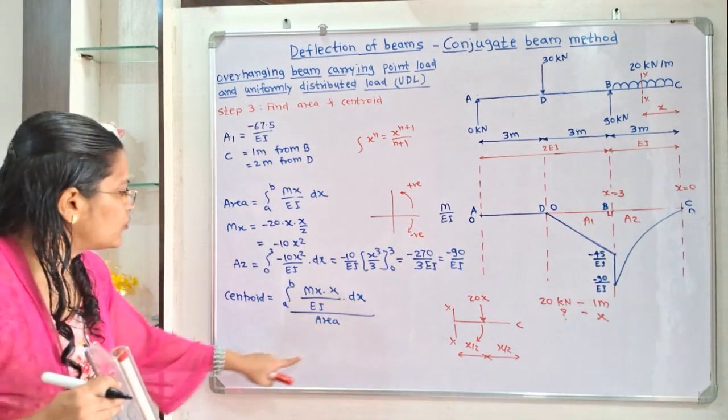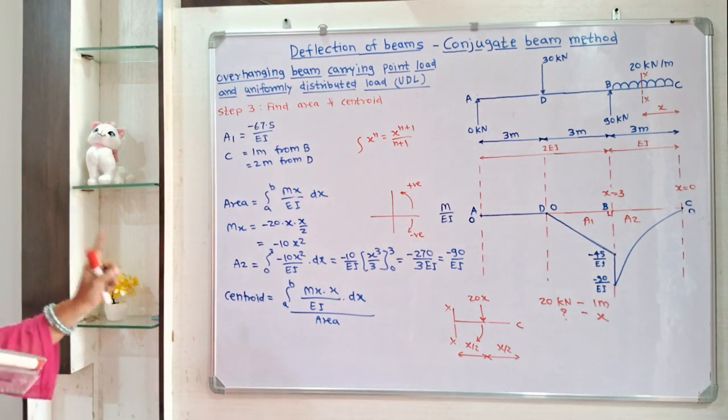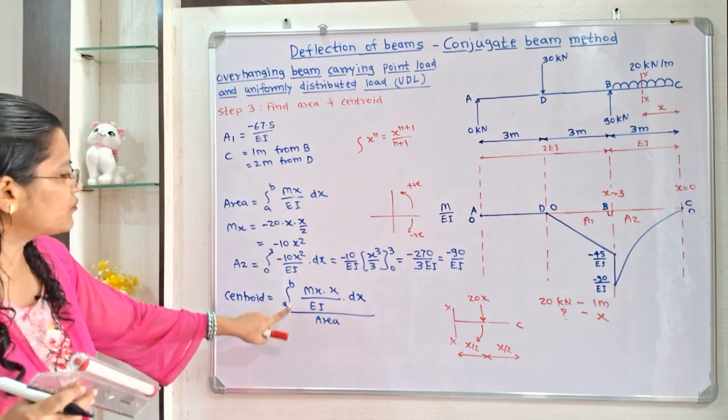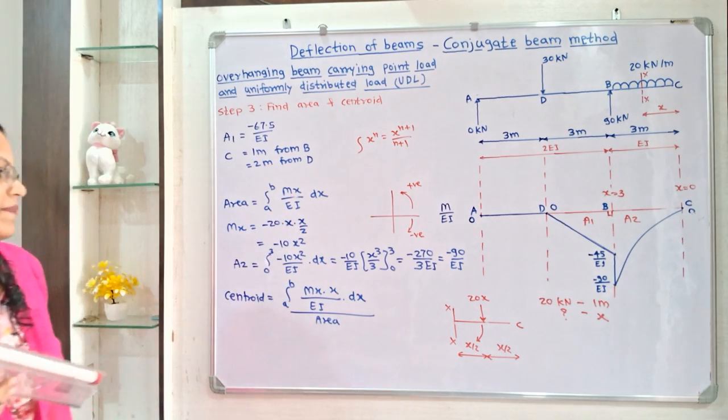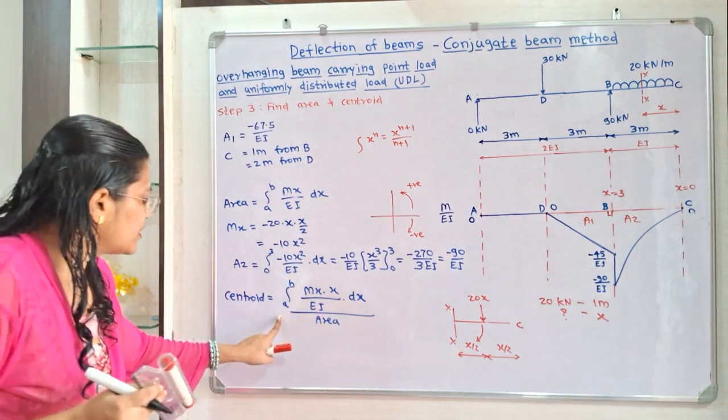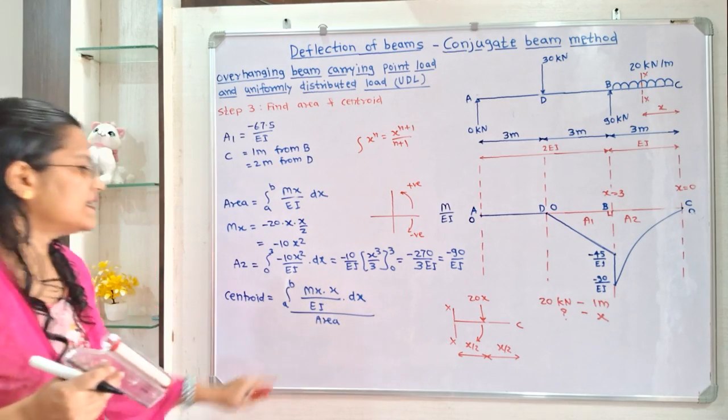Now we will calculate for the centroid. For the centroid we will use the formula, but instead of mx only we will take mx multiplied by x, and for this whole we have to take the area.